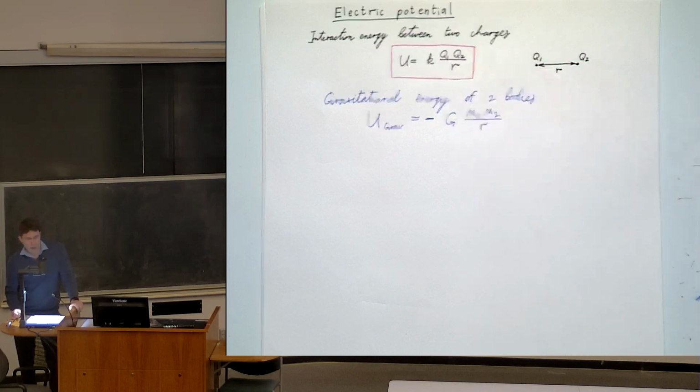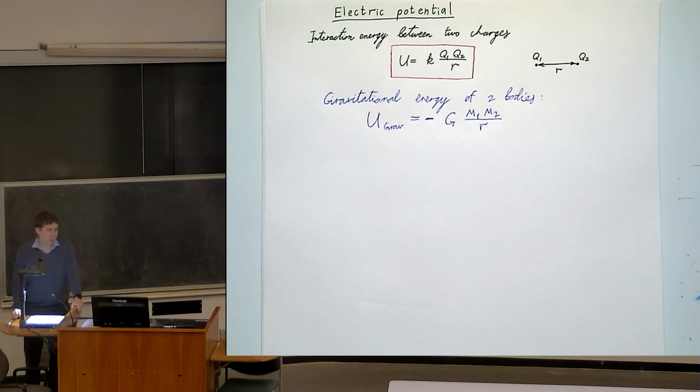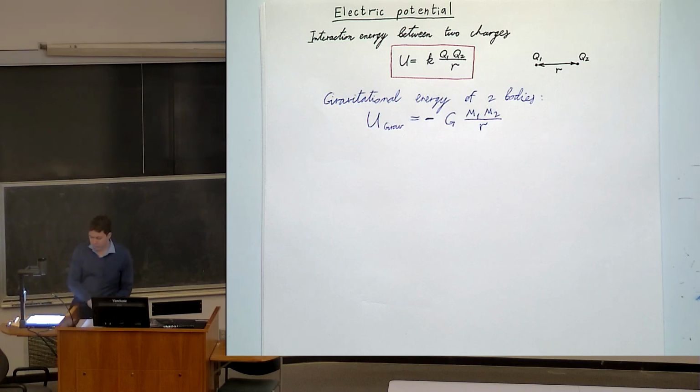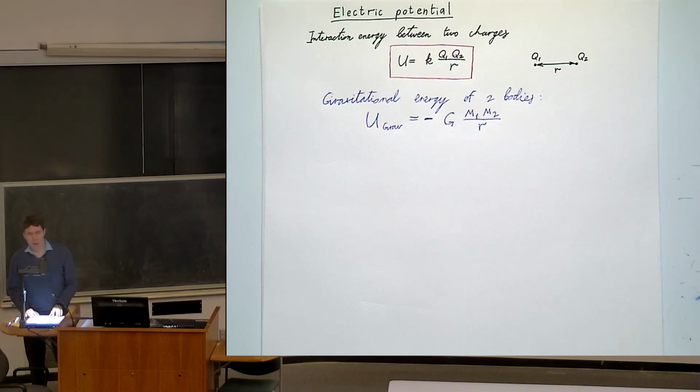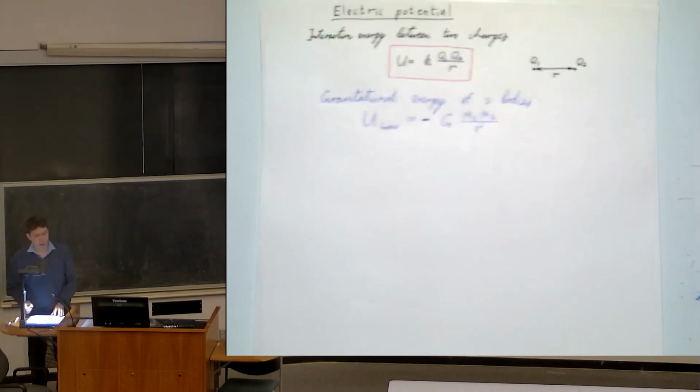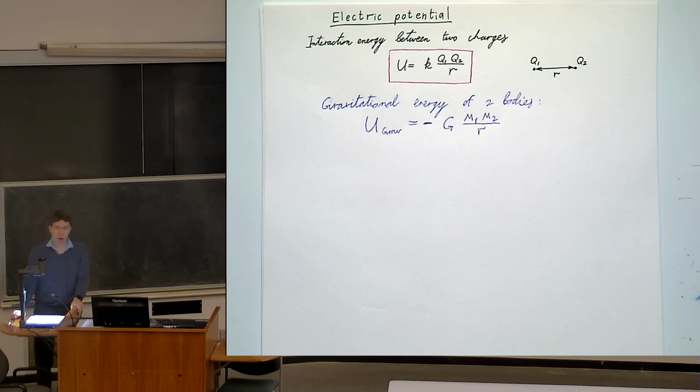The electrostatic energy, however, could be positive if both charges are of the same sign. Roughly speaking, just in a couple of words, that's because if we bring together two charges, they're going to repel each other, and we have to do work in order to bring them close to each other, and that work is stored in this energy. That's why it's positive when Q1 and Q2 have the same sign. All right. I don't see any questions.